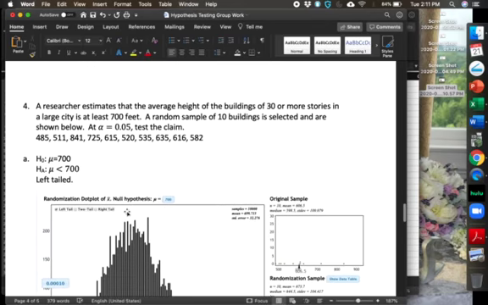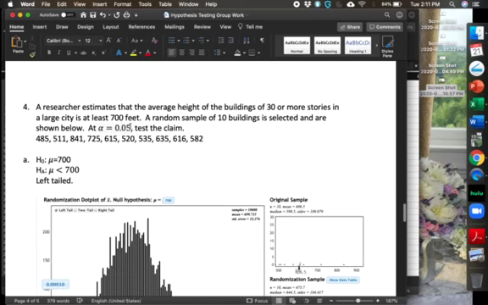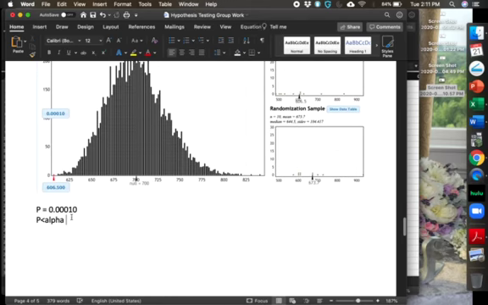Because our alpha value, our level of significance, was 0.05, we can use the alpha symbol, that's fine. And as p is less than alpha, we have enough evidence to reject the null hypothesis. By rejecting the null, I'm saying there is enough evidence to support that the average height of buildings 30 or more stories is less than 700 feet.